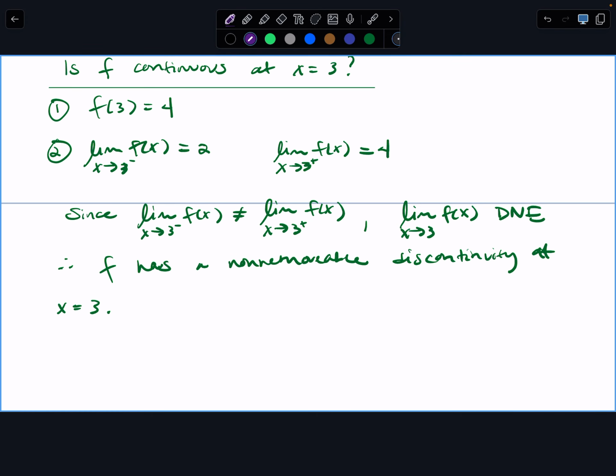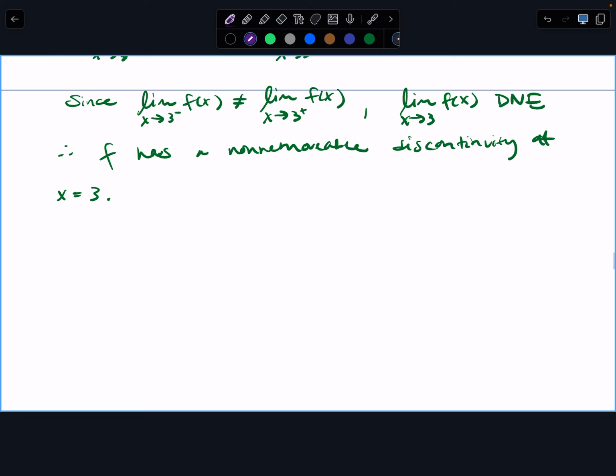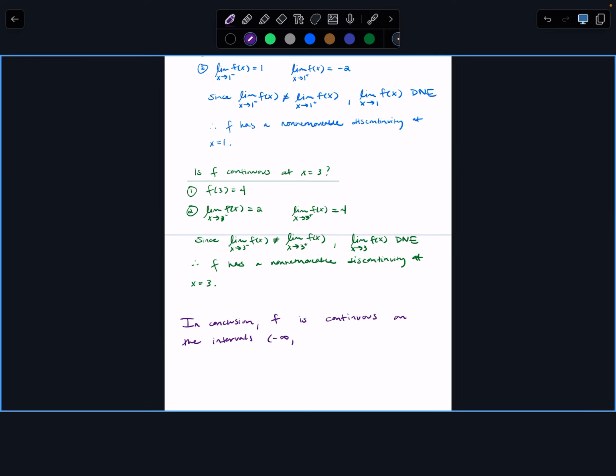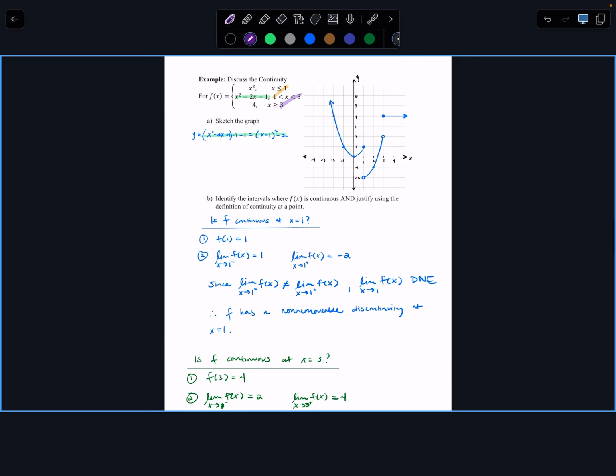Putting all of that information together, we could also conclude that f is continuous on the intervals... why do I have such a hard time spelling continuous? So from negative infinity to 1, would we include 1?